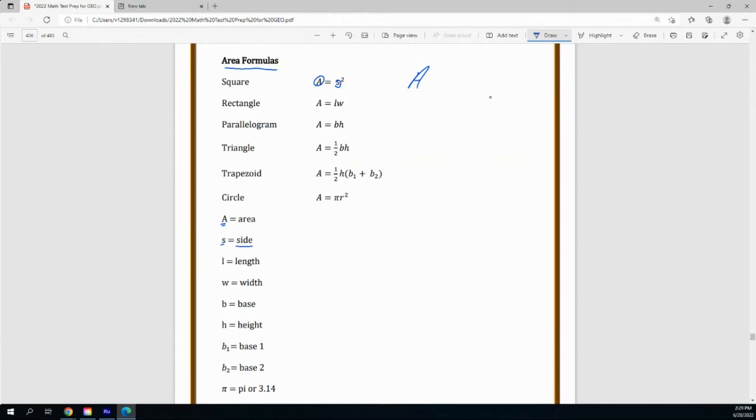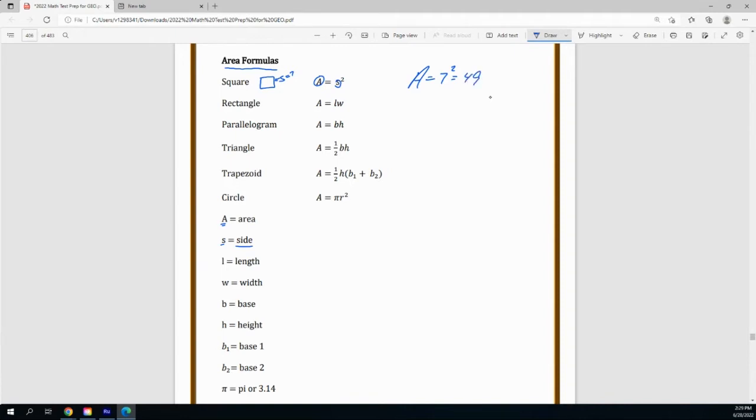side. Let's draw a little square. S would be like a side, the length. So notice that if you want to know the area of a square, you just take one of the sides and you square it. Let's say this side is equal to the number 7. Well, if that was 7, then all I would do is take a 7 and square it. And the area for this square would now be 49.